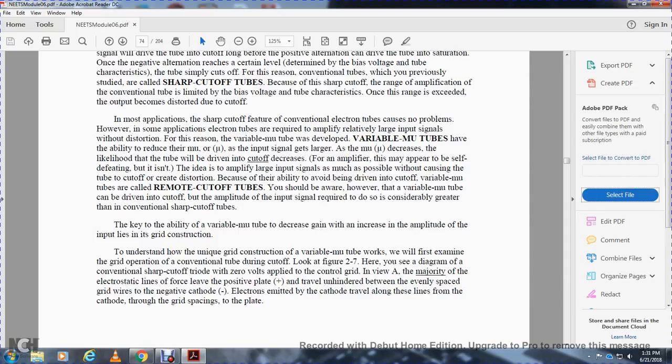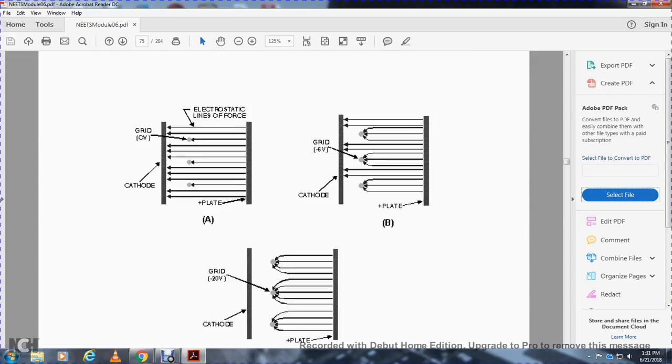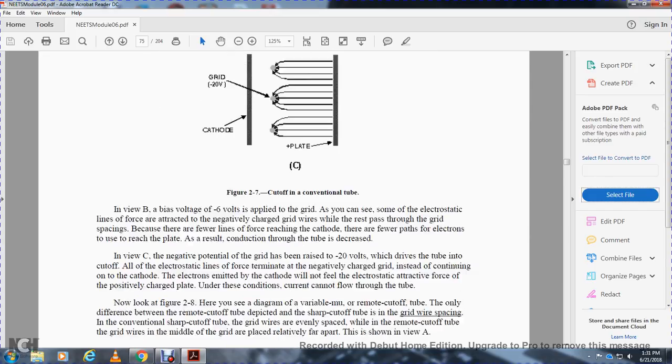Look at figure 2.7. This is the diagram of the conventional sharp cutoff tube. In view A, with 0 volts applied to the control grid, the majority of the electrostatic lines of force leave the positive plate and travel between the evenly spaced grid wires to the negative cathode. Electrons emitted by the cathode travel along these lines from the cathode through the grid spacing to the plate. In views B and C, the grid is at -6 volts and -20 volts.